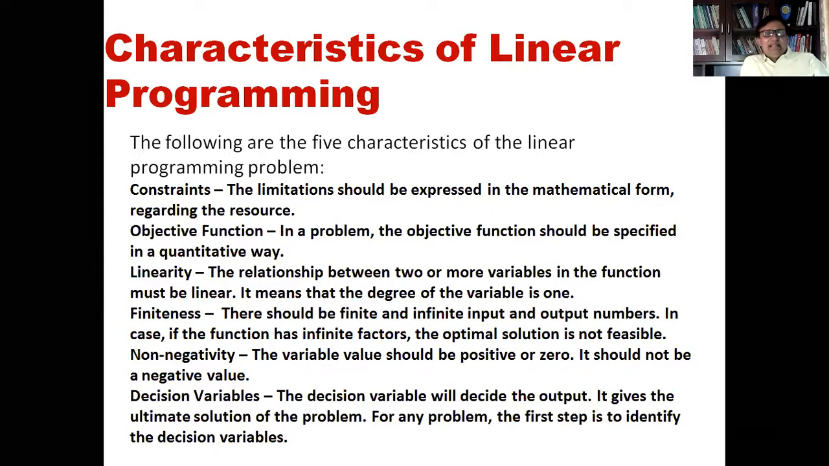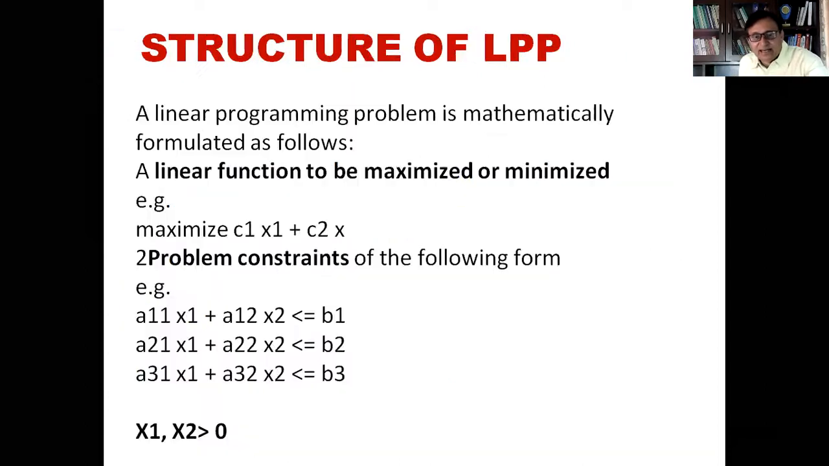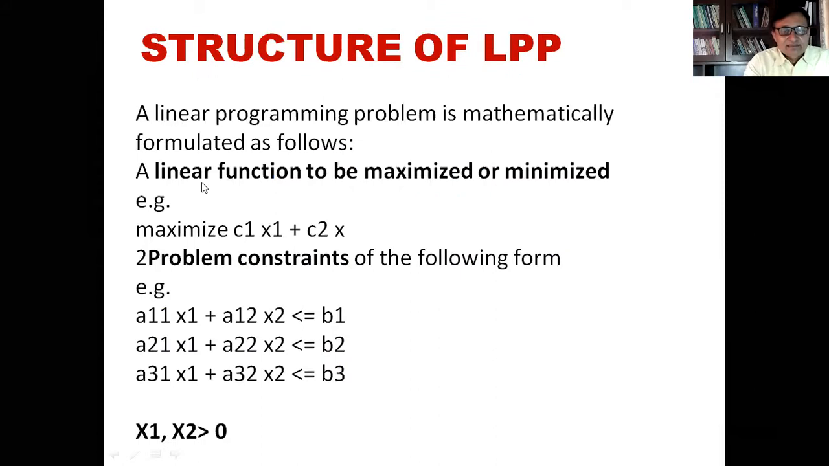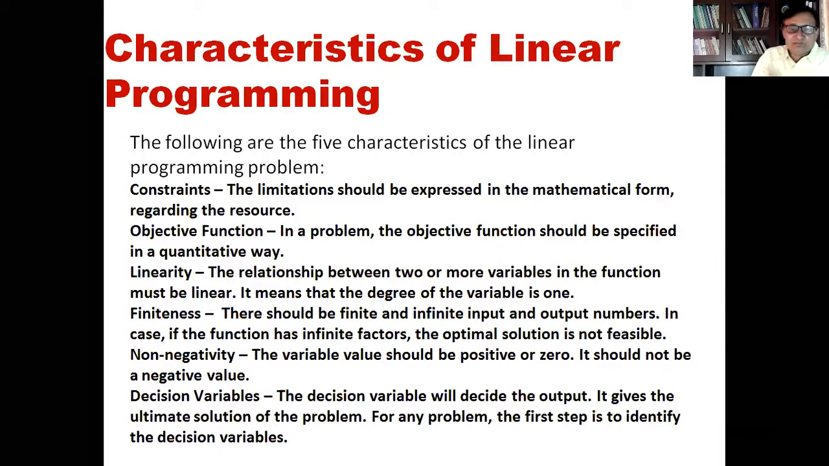Secondly, the objective function. In every problem, the objective function should be specified in a quantitative manner, as we have already discussed in the last slide. Here, maximize Z is equal to C1x1 plus C2x2. That means we are getting the total profit. We have to maximize the total profit, and total profit follows the additive concept. Additive concept means total profit is arrived at by adding the profits from all kinds of decision variables. So the objective function needs to be defined in linear format.